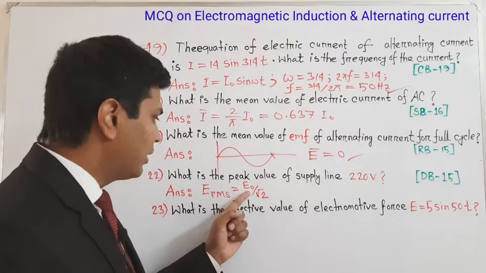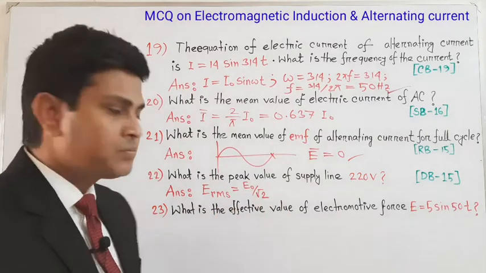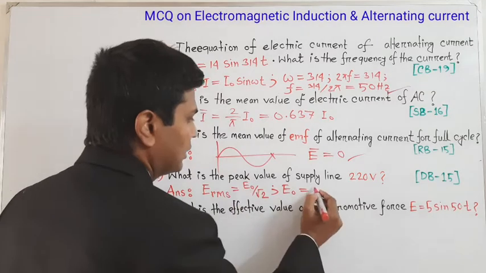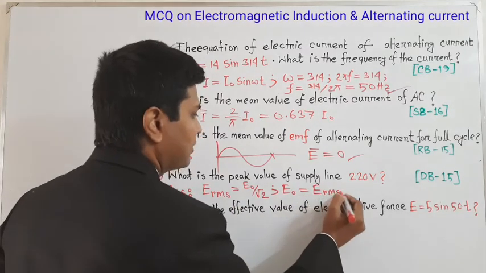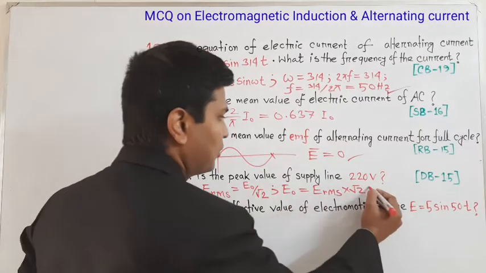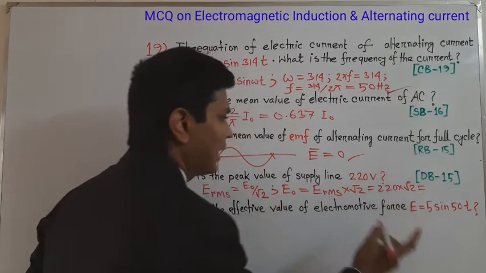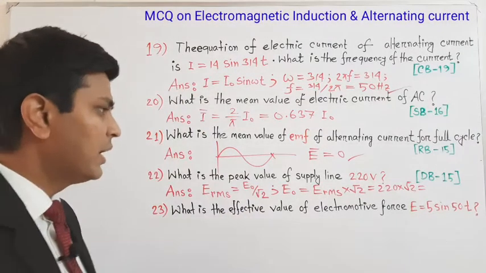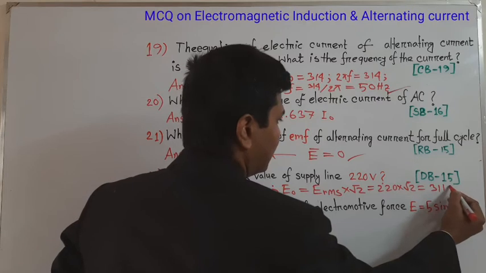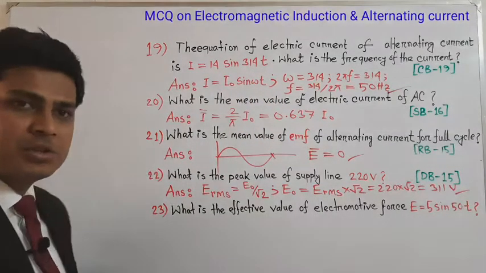And we have to calculate the peak value of that voltage, that is E naught. That is why we can write E naught equals E RMS into root 2. The value of E RMS here is 220 into root 2, and after calculating that expression you will get the answer for the peak value of electromotive force, 311 volt. This is the answer of question number 22.